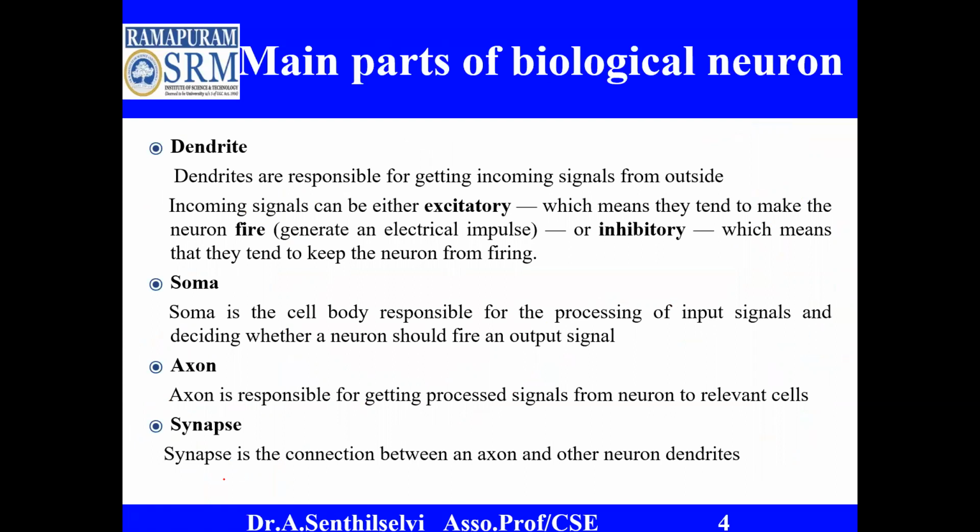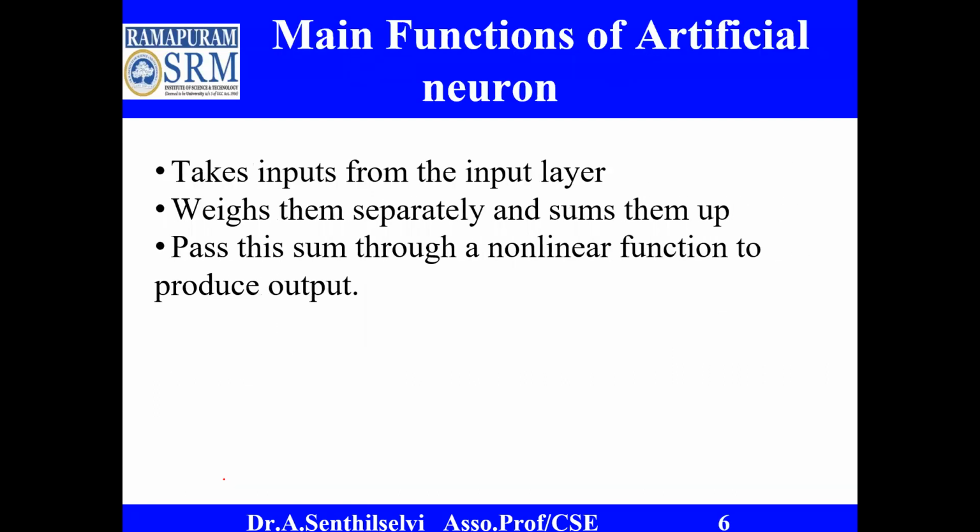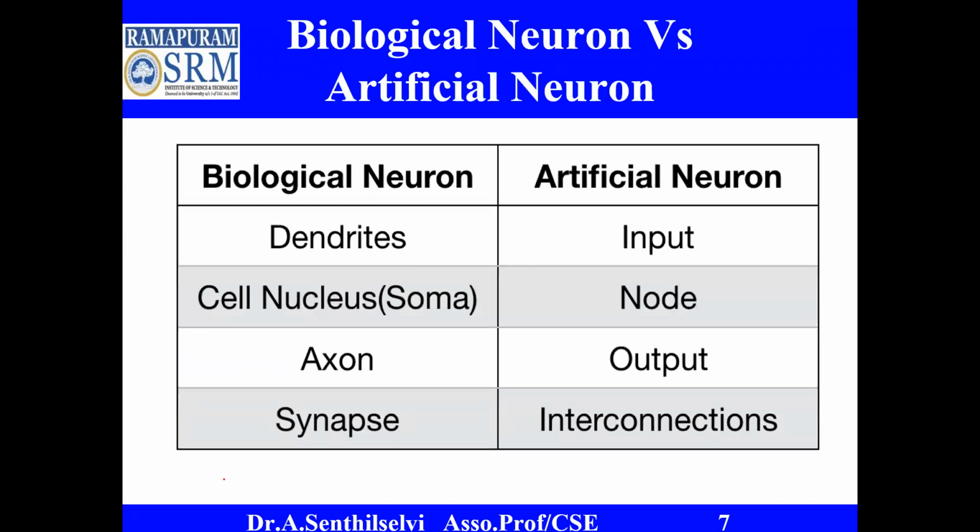Actually, while talking about the inputs, we must talk about the weights. From the working of the biological neuron, the artificial neurons are created. So, how are the biological neuron parts compared with the artificial neuron? See this table. In the biological neuron, dendrites are equal to the input in the artificial neuron, soma is equal to the node, axon is equal to the output, and synapse is equal to the interconnection in the artificial neuron.